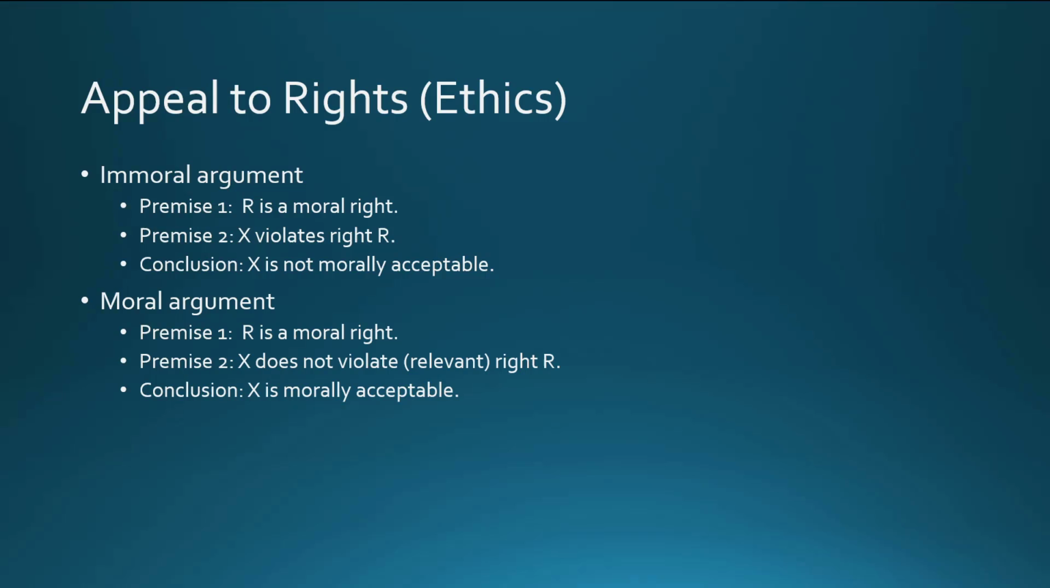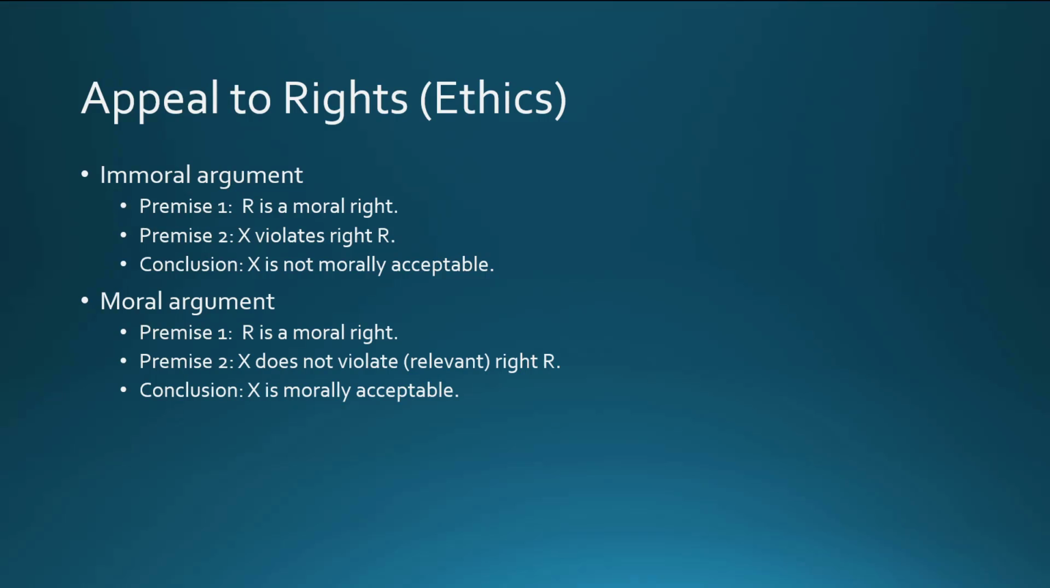Now, if you want to do the opposite and argue that something is morally acceptable, you would begin by asserting that R is a moral right. Again, it could be something like privacy, bodily autonomy, free expression, whatever right you're concerned with. And then in the second premise, you would assert, hopefully based on an earlier argument, that X does not violate that particular right. So, as the example of bodily autonomy, you might have advanced an argument that a vaccine mandate does not violate the right of bodily autonomy, and that the state would have the moral right to impose such a mandate. And again, the hard work is showing that this does not violate this right.